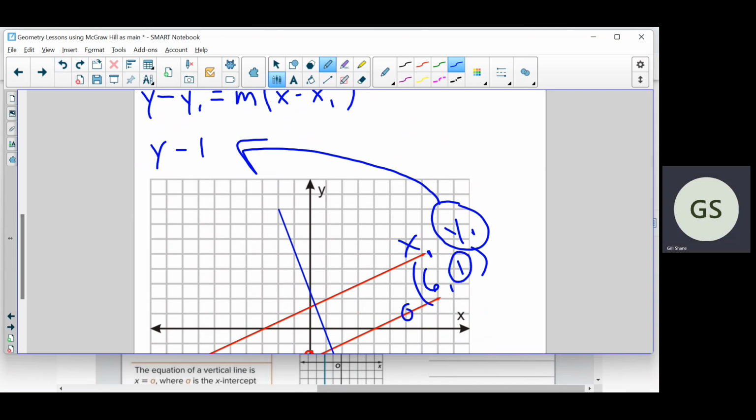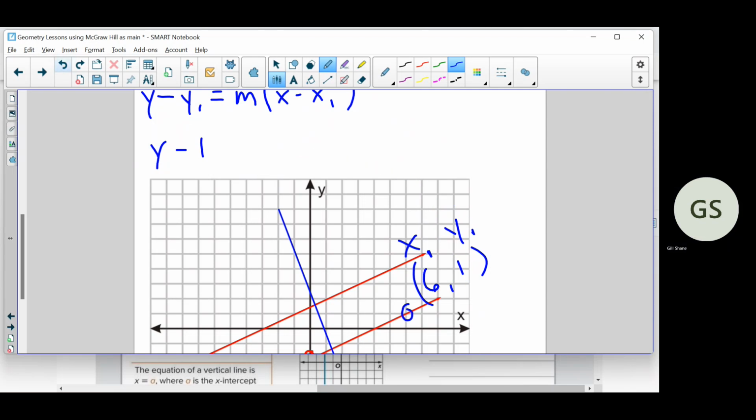So this is y1. I just plugged that in for y1 right here. I just replaced that with the 1. We already know what the slope is because we figured it out when we did either y2 subtract y1 over x2 subtract x1, or when we did rise over run.